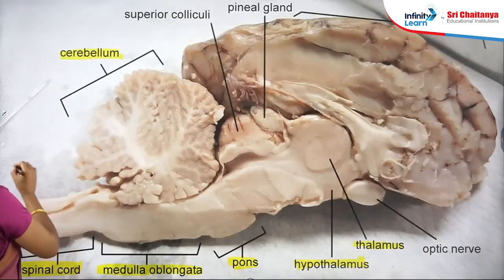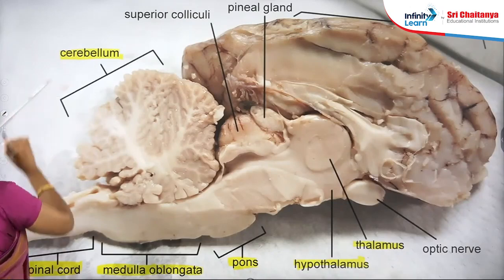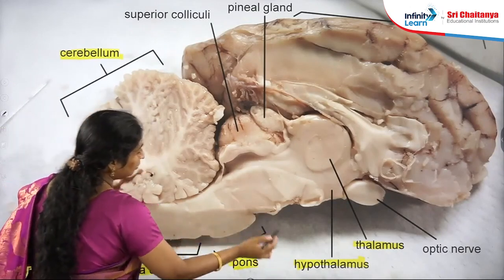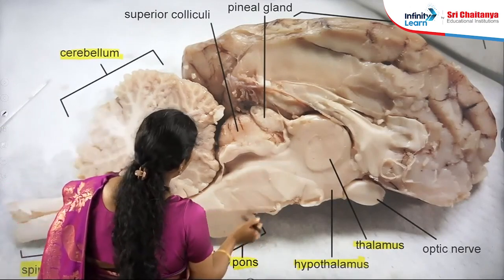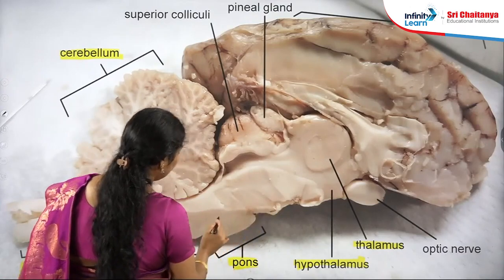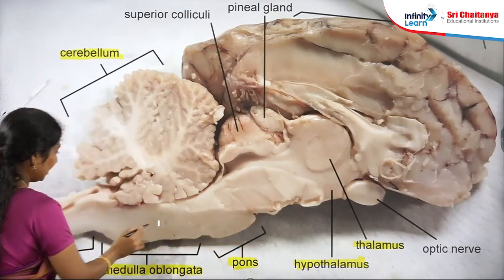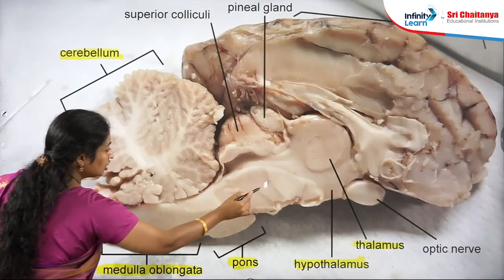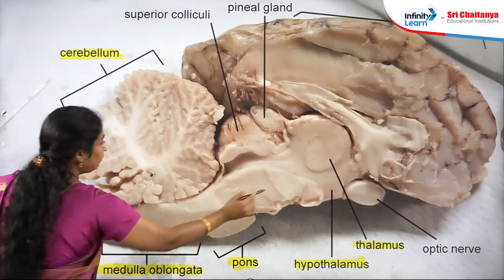For example, in this picture, this is the midbrain portion here. In between, the midbrain portion will be there. So the midbrain, next the pons, as well as the medulla. These three form the brainstem.